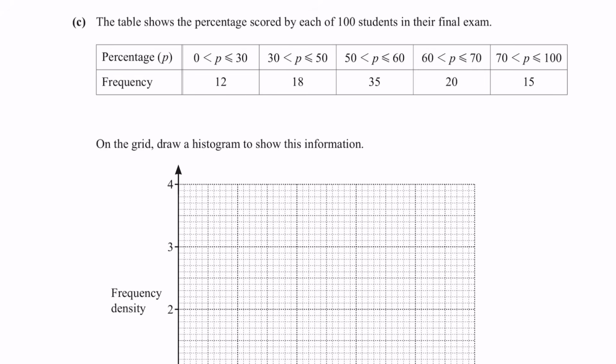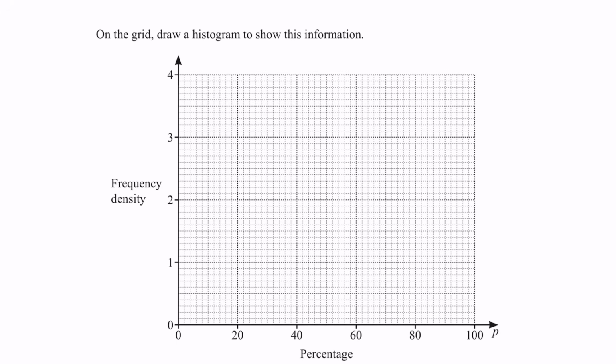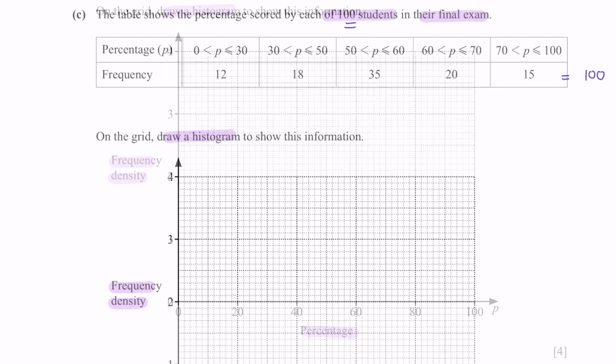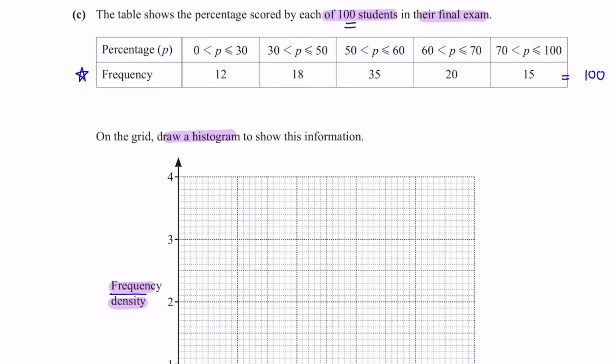Next, part C. The table shows the percentage scored by each of 100 students in their final exam. 100 can be obtained if we add up all the number of frequency in our table. On the grid, draw a histogram to show this information. So this histogram is of frequency density against percentage. On the table here, we do not have the information of frequency density, which means that now we need to look for frequency density. To find this, we're going to take the frequency divided by the class width.